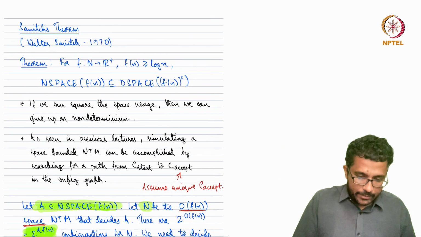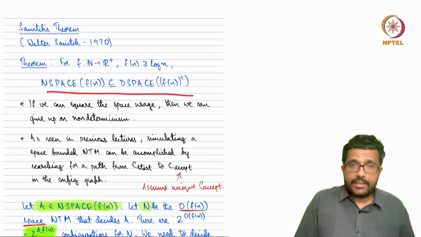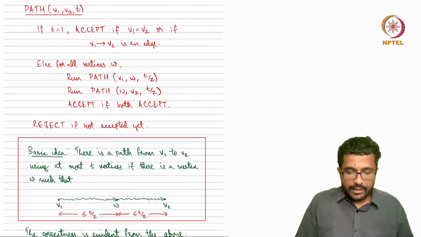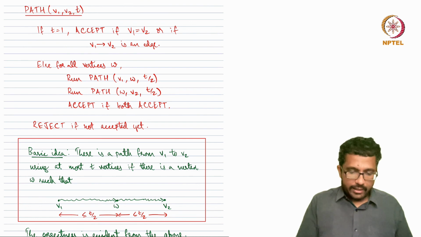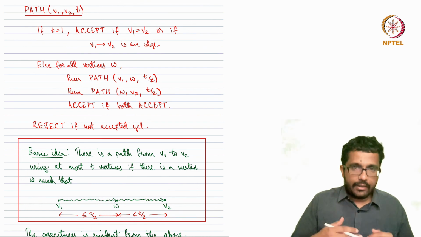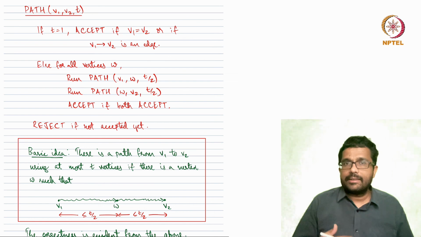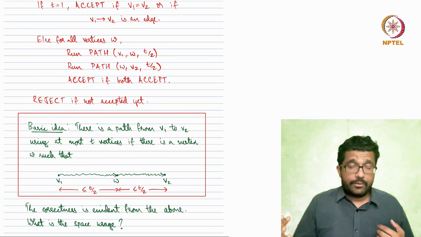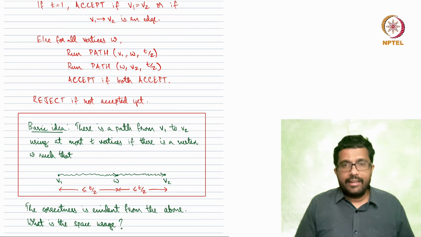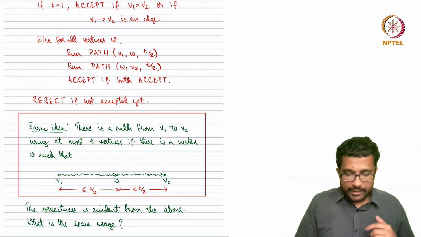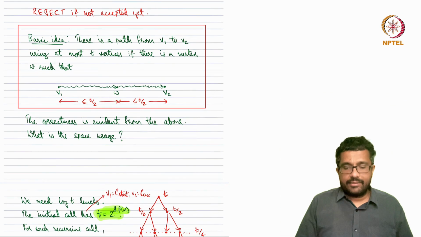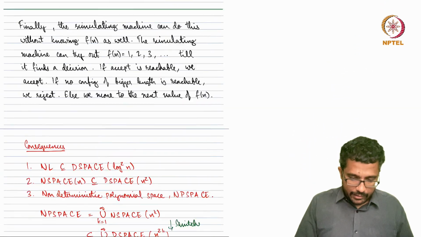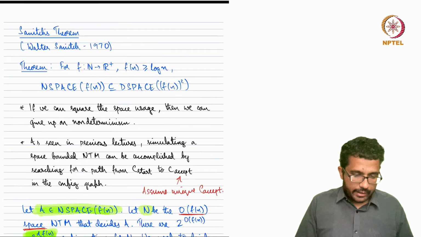So Savitch's theorem states that non-determinism can be traded off by squaring the space, right? And the proof is extremely simple, using an algorithm that decides whether there is a path from one vertex to another vertex using at most this many intermediate vertices, and the idea is just recursion. And that completes this lecture number 59.